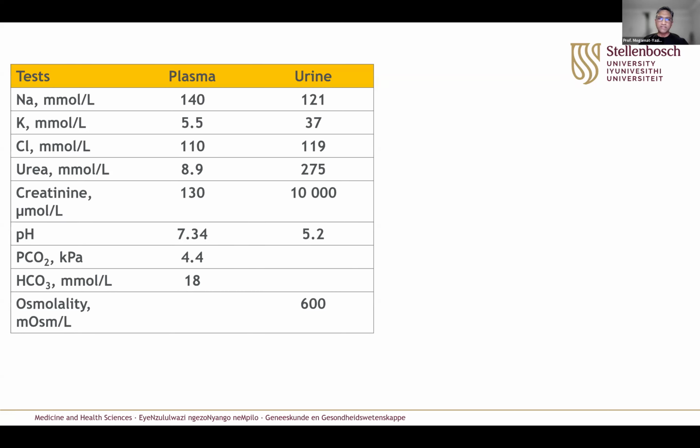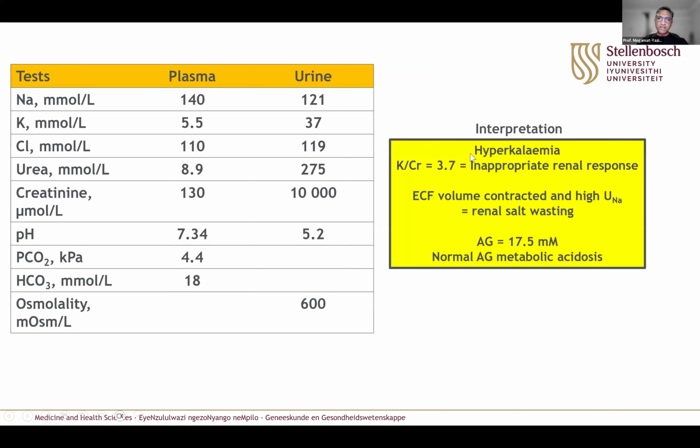So what is the interpretation of these results? We can say that he's got hyperkalemia. And the first question one should always ask yourself is, is the patient at risk for arrhythmias or muscle weakness? In this case, that was not the case. And we wanted to know, was the patient's kidneys responding appropriately to this hyperkalemia? Now, during hyperkalemia, the kidneys have a capacity to excrete more than 200 millimoles of potassium per day in the urine.